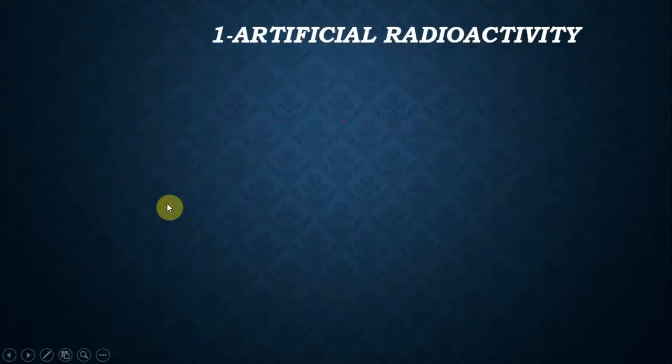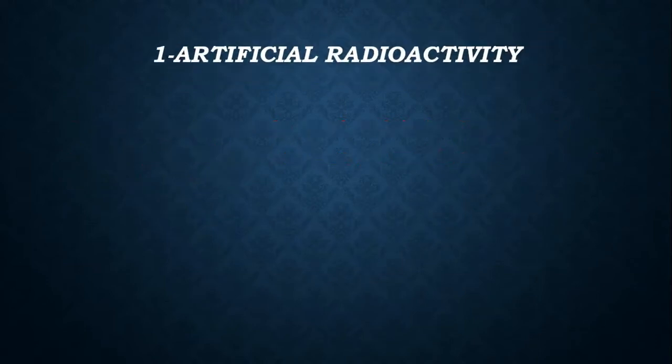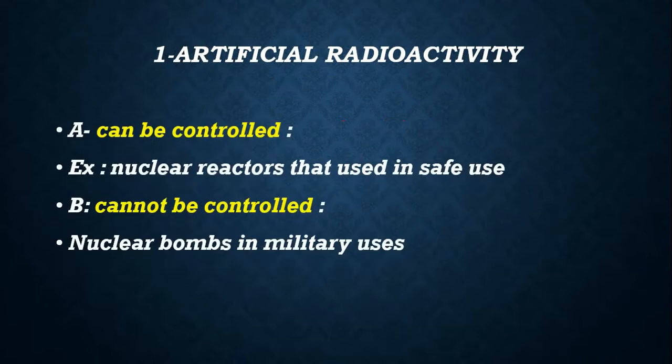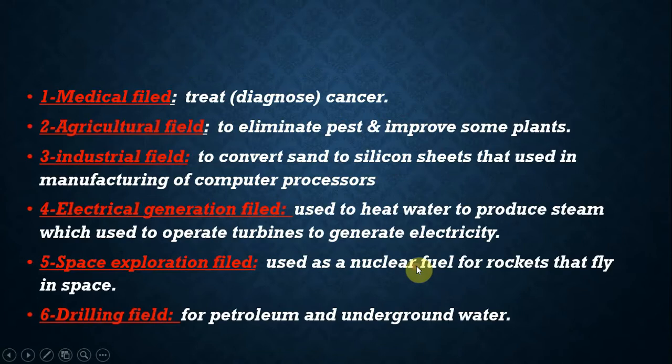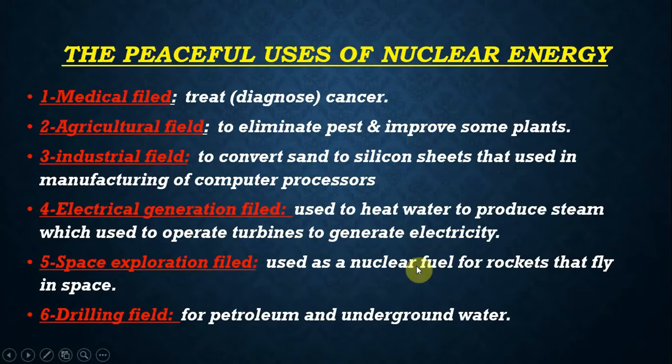Okay, let's start talking about artificial radioactivity. Sometimes we can control this radioactivity, as we use it in safe uses, like generating electricity, for example. But sometimes we cannot control it, like when we make nuclear bombs for military purposes. These are the peaceful uses of nuclear energy.